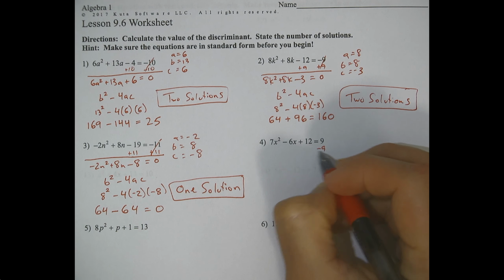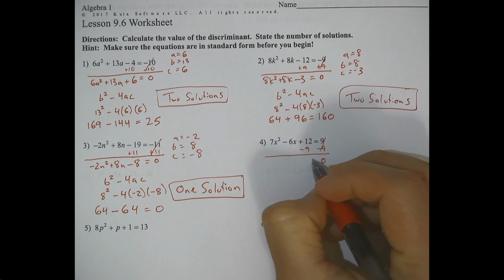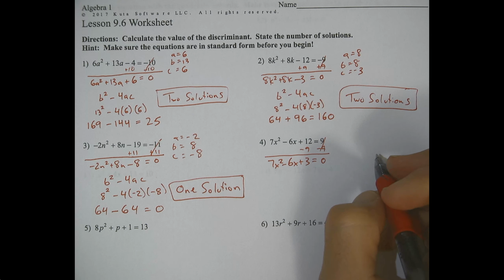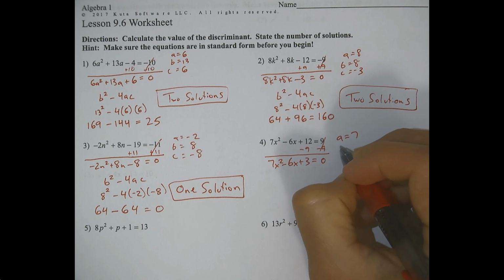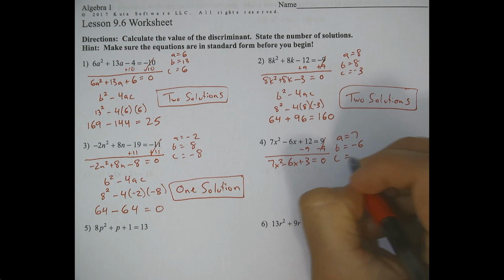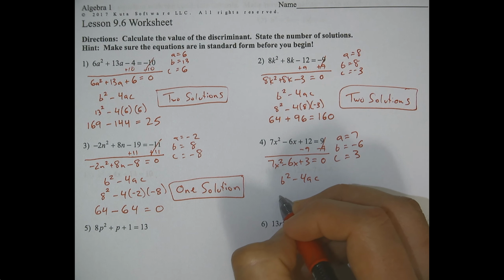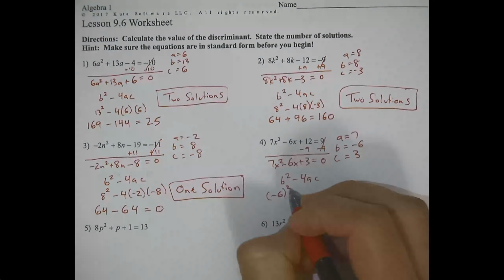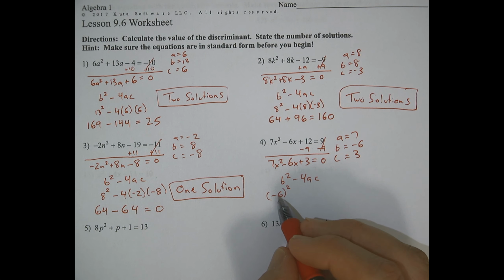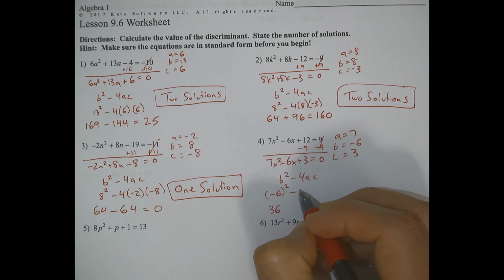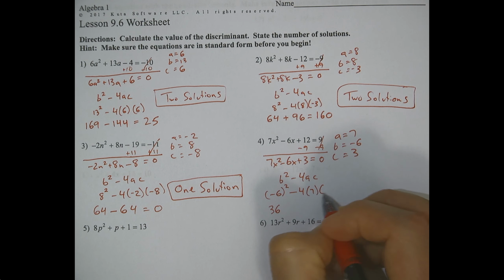Number 4, minus 9. So we get 0. And that's going to make a positive 3 here. So A is 7, B is negative 6, C is positive 3. So plugging into b squared minus 4ac, it's negative 6 squared. If you're going to go ahead and throw that in your calculator, you got to put the parentheses around it, or it's going to give you a negative answer, which is not correct. Negative 6 times negative 6 is going to be positive 36. Okay, you can think about that in your head. Don't just trust the calculator. And minus 4 times 7 times 3.